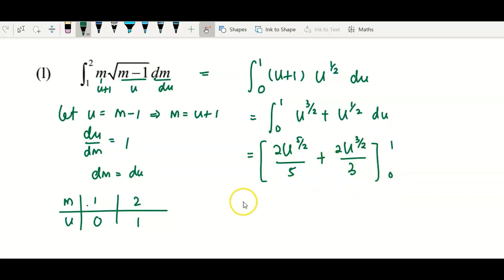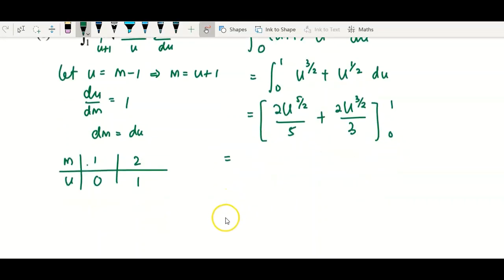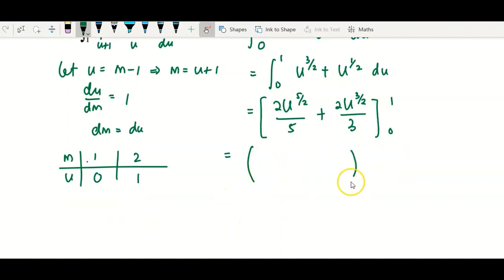And later on, I'm going to substitute the upper limit as 1 and the lower limit 0. Substitute upper limit, you have 2 over 5 plus 2 over 3. And 0, put in, you get 0, because 0 plus 0, you get 0. So now you have 2 over 5 plus 2 over 3, which is 16 over 15.